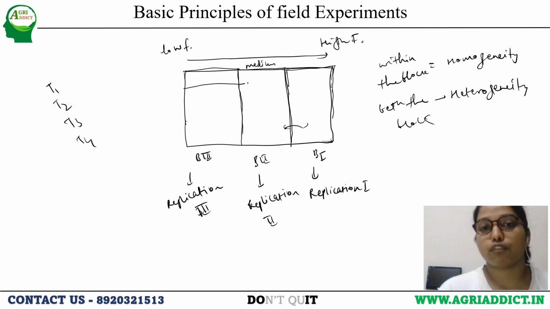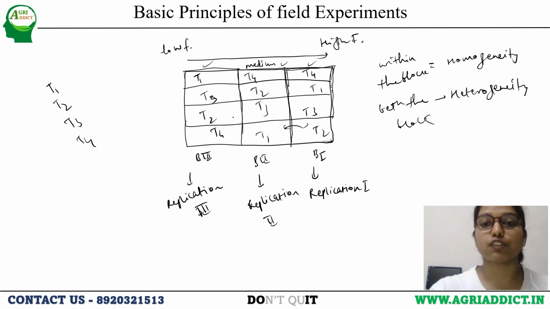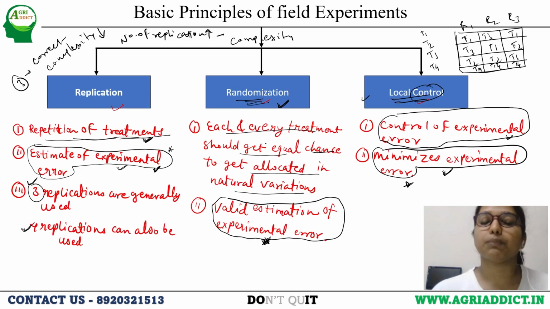And now we'll make 4 blocks. So first is that replication. We are repeating the treatments. So we have 4 treatments, and now we have to do randomization. We will randomly allot. We are putting T1 here, T2, T3, T4. Here also we are putting T1, T2, T3, T4, randomly, because we don't know in which block which treatment will be coming. So that's what in the previous slide it is being told, that each and every treatment should get equal chance to get allocated in natural variation.